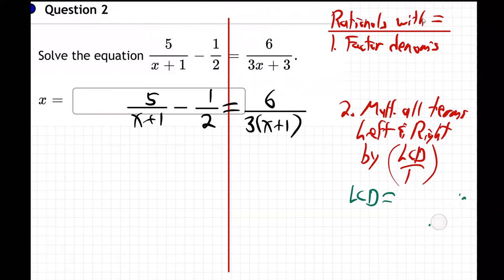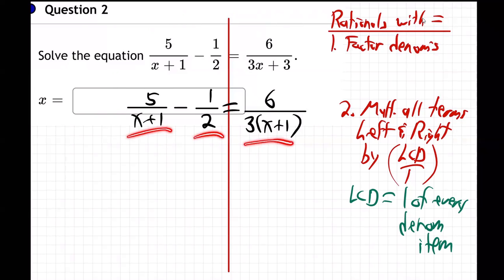One of every denominator item. That's a good way to put it. One of every denominator item. So you look at all the denominators. You say, I'm going to take 1 of everything. Like you're going to the store shopping. Say, I'm going to buy 1 of everything at the store today. That's pretty much what we're doing.